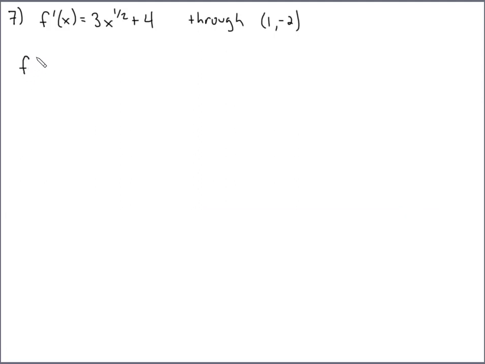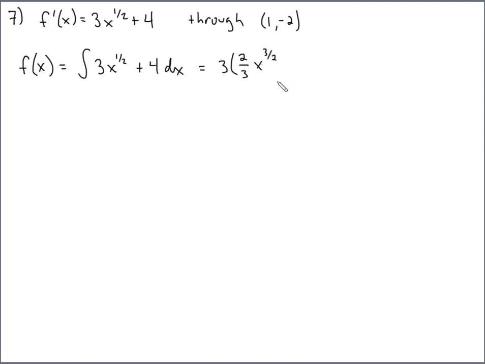So let's do that. We're looking for f of x, the function that has that thing as its derivative. So the antiderivative of this, 3x to the 1/2 plus 4. Okay, the antiderivative here, remember how we do that, power rule: raise that by 1 and then divide by whatever number we get. The faster way really to do this: when we raise that by 1 we're going to get 3/2. Dividing by 3/2 is the same as multiplying by its reciprocal, which is 2/3.